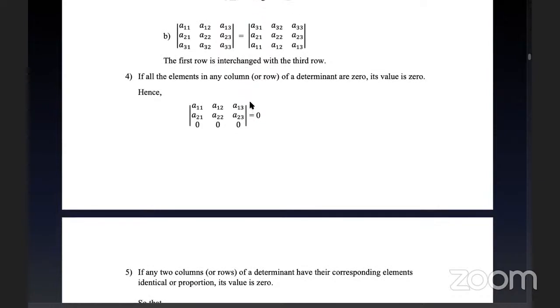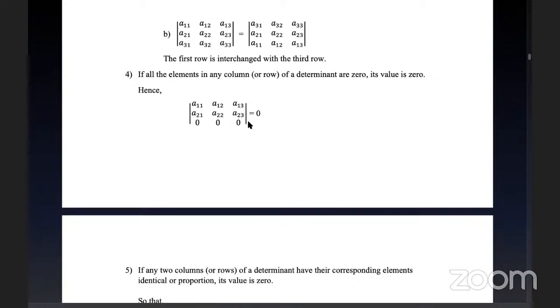And if all elements in any column or row of a determinant are 0, its value is 0. And so katulad nito, yung nasa third row, lahat ng elements nandito is 0. So definitely, the value of the determinant is 0. Basta, if any column or row, lahat 0, yung value niyan 0. So ibig sabihin yung value ng determinant is 0.